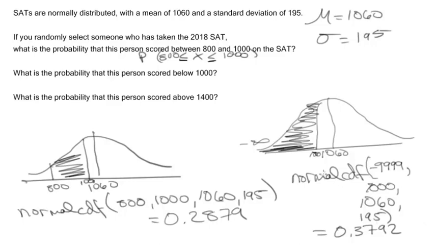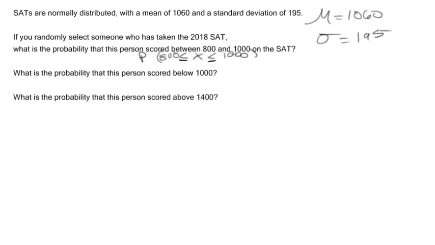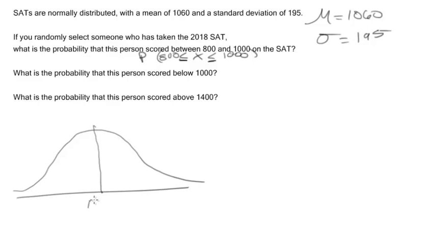Okay, so let's clear the screen here and let us do that last problem. What's the probability that a randomly selected person scored over 1,400? So let's get the correct tool here. The mean is, oh, my bell curves are getting much better. And here's 1,400. And I'm trying to find the area of this tail here.